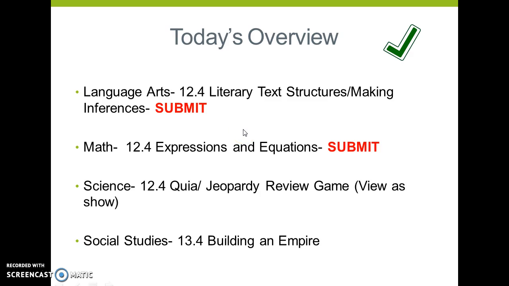For the rest of the day, I hope that you had a chance to look at your day. In language arts, you have a literary text structures and making inferences assignment due. Please make sure that I get that. In math, you have your expressions and equations. You can go back to your ebook if you need to review the algebra unit for lesson 12.4. Please make sure that you submit that. In science, you have a Jeopardy review and a Quia game. And in social studies, you're building an empire.